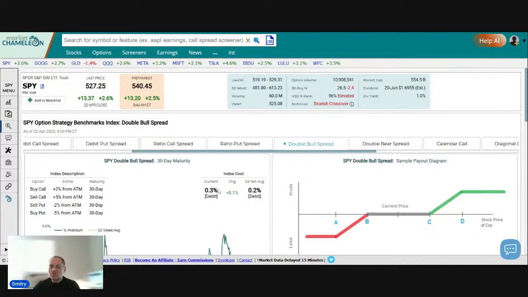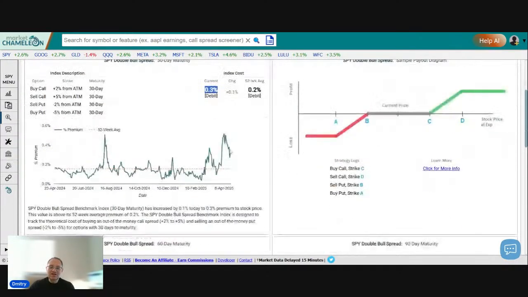Did that go up or down on the day? That was up 0.1%. And how does that compare to its history? Well, if we just took the average daily cost over the last 52 weeks, it was 0.2%. So you could see that it cost a little bit more to put this side of the strategy on, a long bullish spread, than history. And if we wanted to just see it on a graph, this is what it looked like.